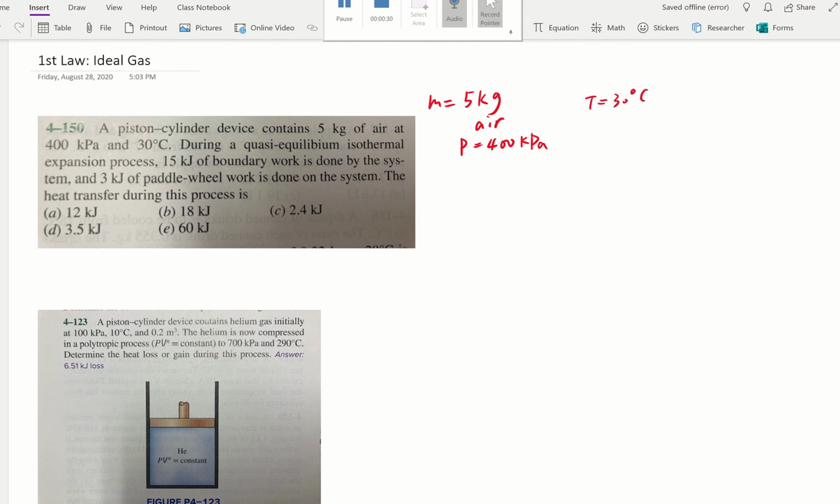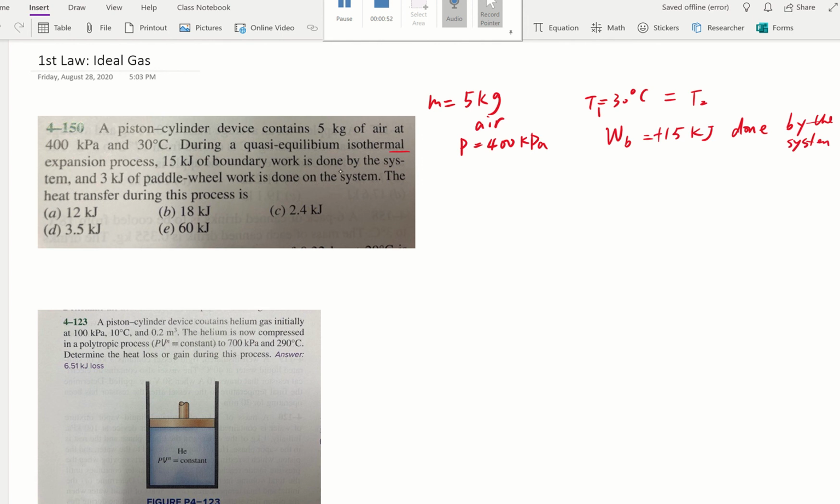And they said it's isothermal expansion, so we know T1 is going to be equal to T2. And the boundary work W_B is 15 kilojoule. It's done by the system. Since it's done by the system, based on the sign convention, that's going to be positive.